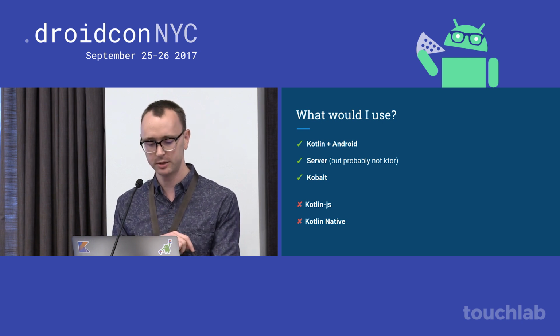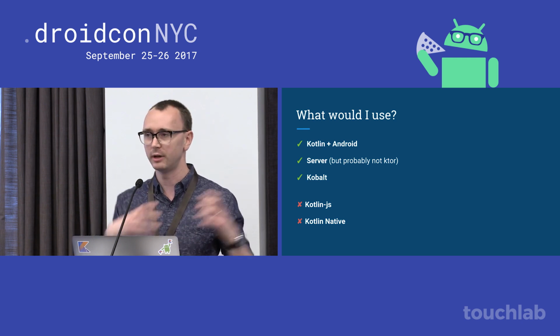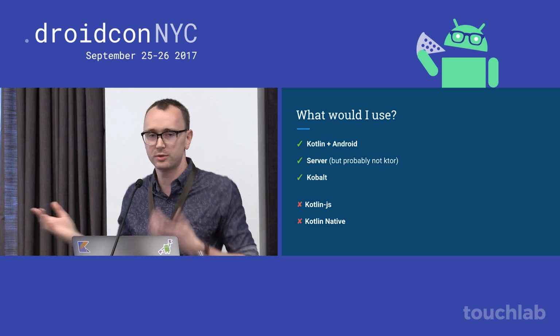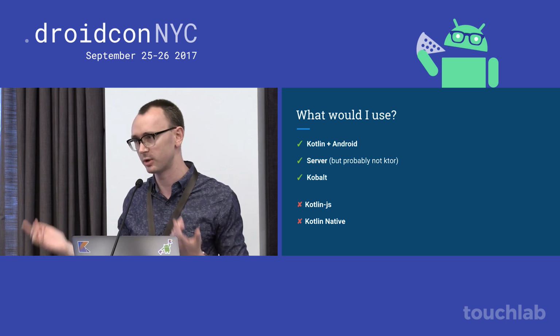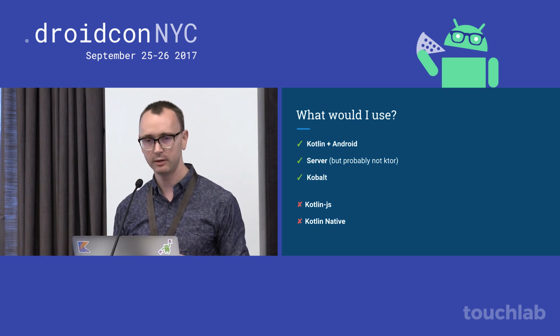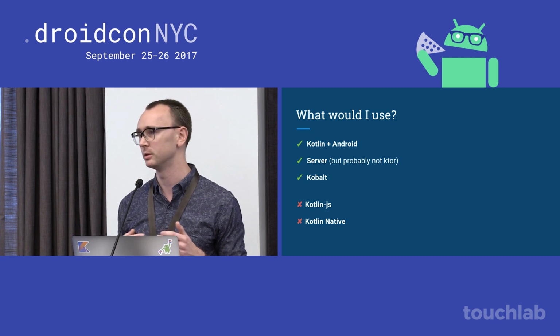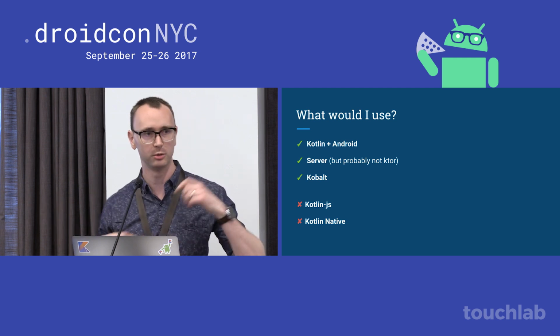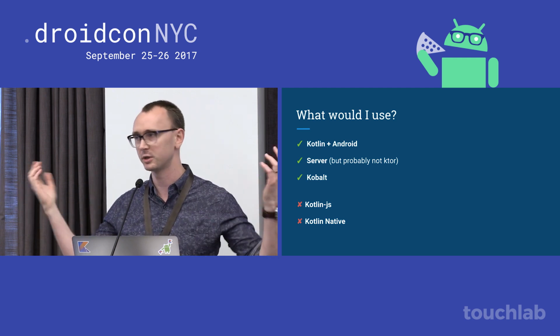I'd steer away from Kotlin JS because I don't see the benefit of it versus pure JavaScript. Just write JavaScript. If you want type safety, use TypeScript, right? Kotlin Native, I would only use in special cases, like when I want a little executable that I can send to everybody that does something small.